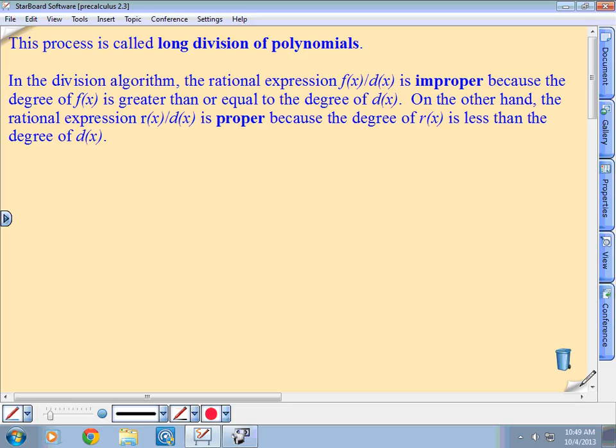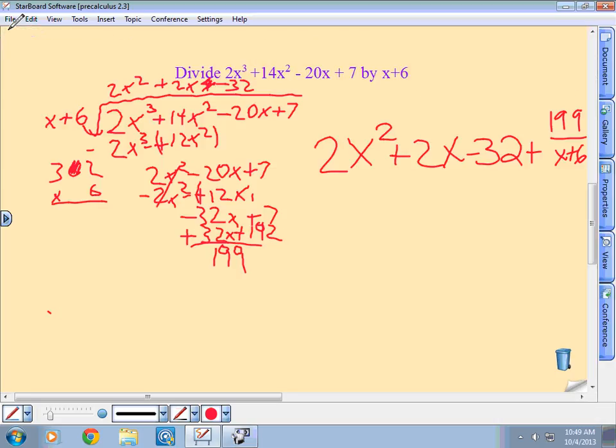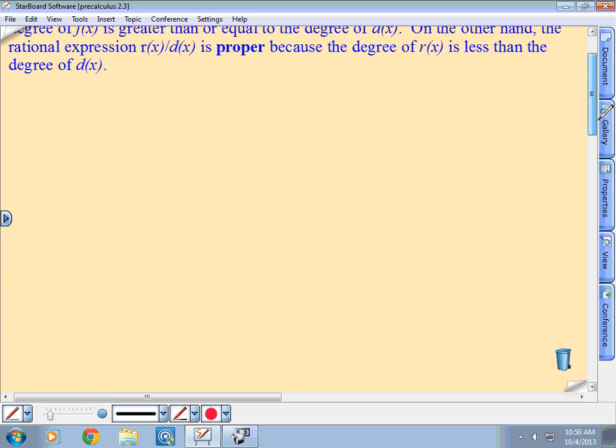On the other hand, the rational expression r of x over d of x is proper because the degree is less than the degree of the divisor. What's that saying? This fraction here is proper because what's the degree of 199? Nothing. 0 degree. So because this is less than this, that's proper. That's all that's saying. Sometimes you gotta read between the lines when you're reading all this stuff and try to figure out what they are really trying to say to you.